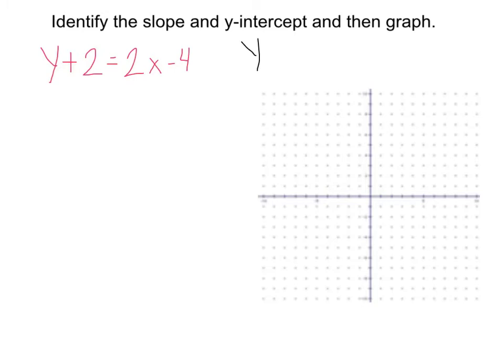Remember, slope-intercept form is y equals mx plus b, okay, where y is by itself. That's the main thing we got to look for. So we got to look over here. Is y by itself? No. Can we get it by itself? Yes. How do I move plus 2?